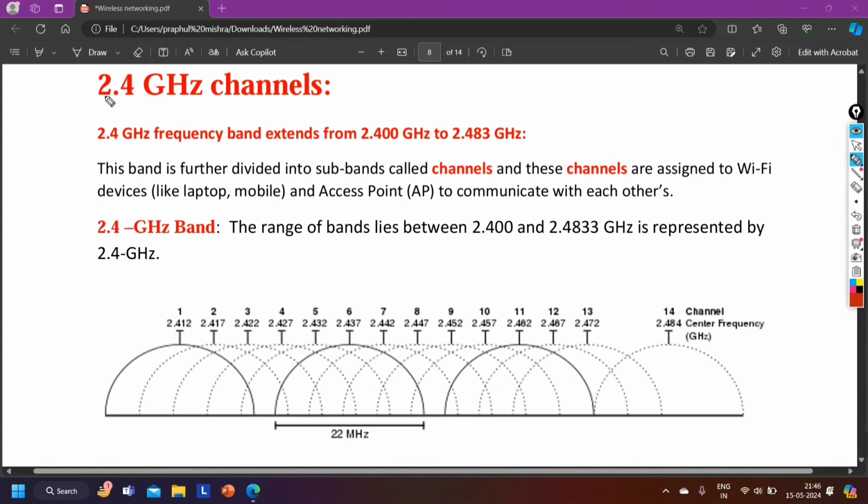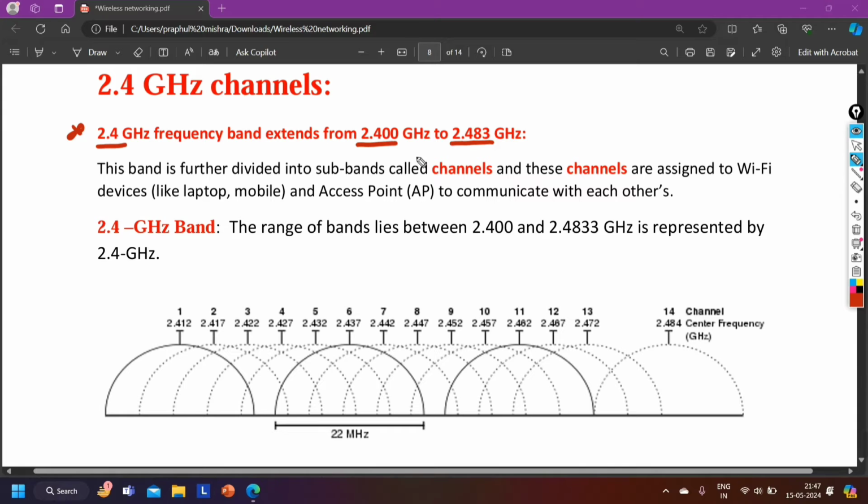Okay, so guys, the topic is 2.4 GHz channels. Read the first point very carefully because it is very important to understand 2.4 GHz channels. What is it saying? It's saying 2.4 GHz frequency band. Again, I am telling you, a band is a group of frequencies. That means it is talking about frequencies, right? So the 2.4 GHz frequency band extends from 2.400 GHz to 2.483 GHz. So this is the range of frequencies in 2.4 GHz, right?